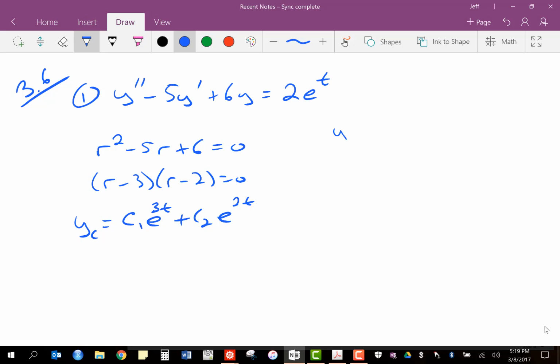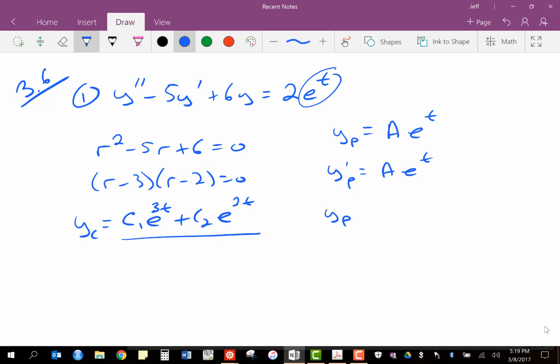And then when I went to find the particular solution, I would say that since this is e to the t, and that is linearly independent from both of my complementary solutions, it would look something like a times e to the t. Now, I could go to Mathematica here, but since the derivatives are just going to keep being e to the t, hopefully I don't need to.